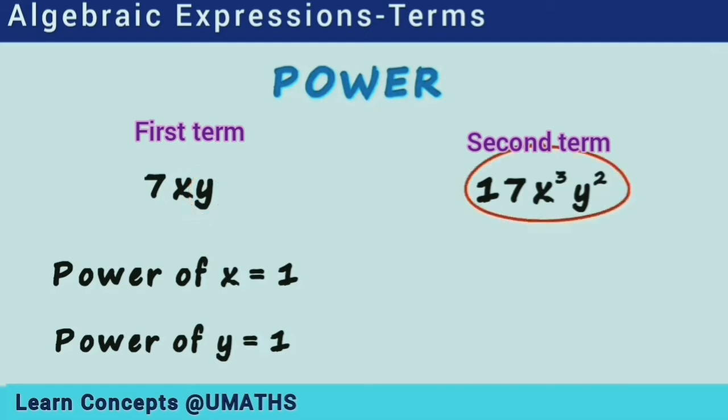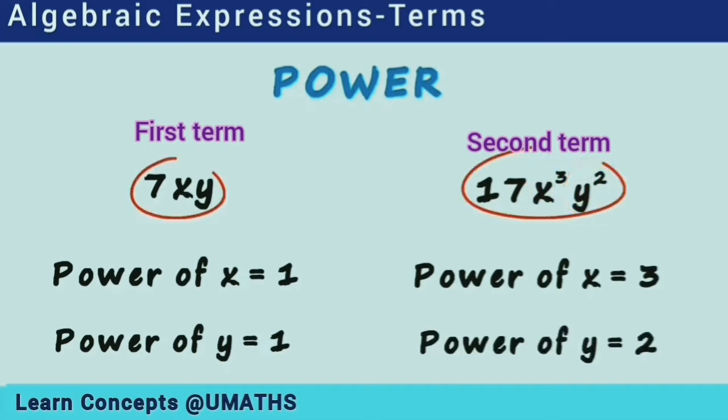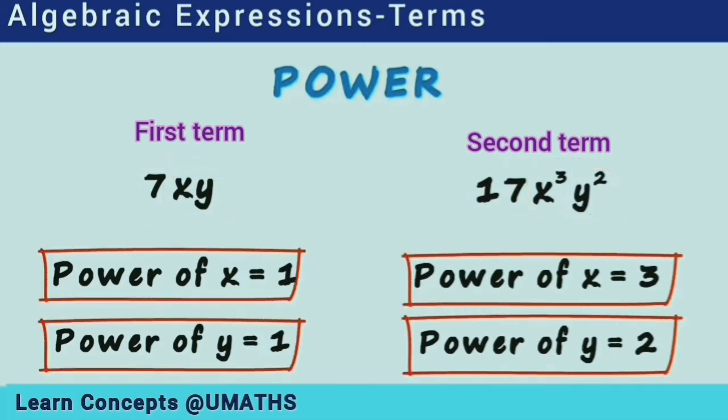Now look at the powers of variables of the second term. The power of x is 3 and the power of y is 2. Both these terms have the same variables x and y, but the power of each of the variables is different.